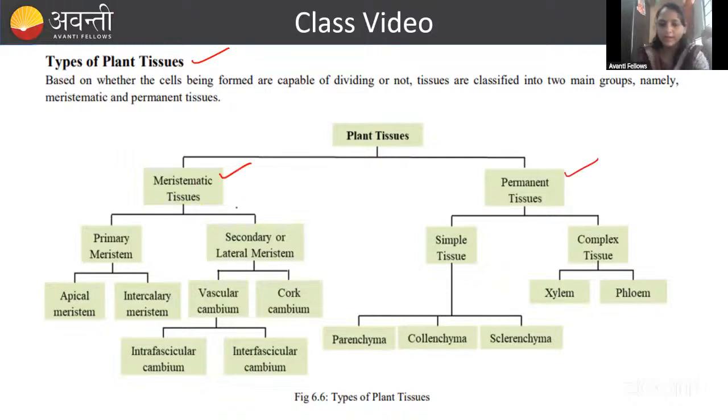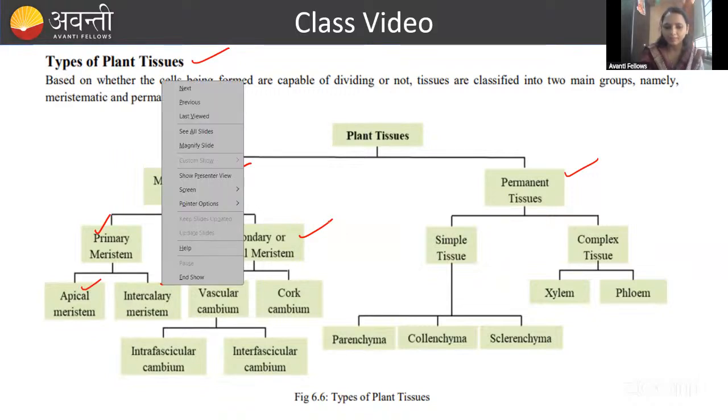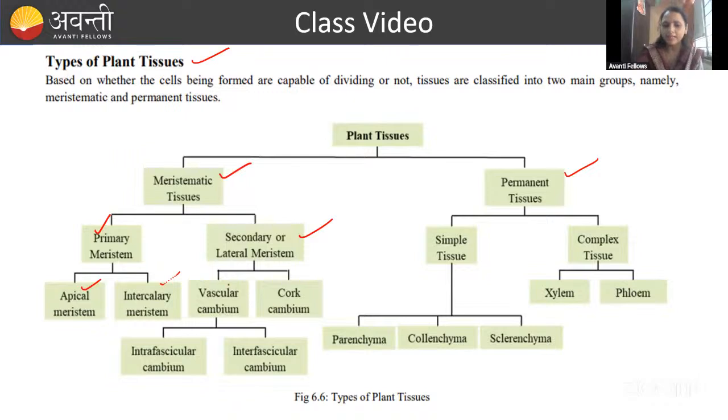What do you mean by the meristematic tissue, guys? We will study that in detail. First, we will classify all of this. Meristematic tissue means they are not organized, they are not mature cells, they are immature cells, and they have the capacity to divide. In the meristematic tissue, we mainly see the primary meristem and the secondary meristem. In the primary meristem, we see the apical meristem and the intercalary meristem. And in the secondary meristem, we see the vascular cambium and the cork cambium.